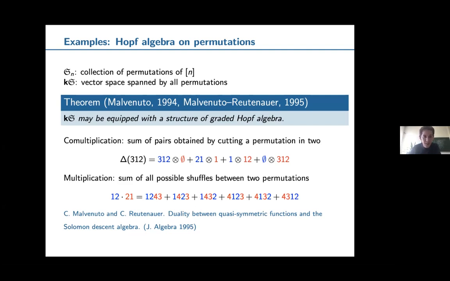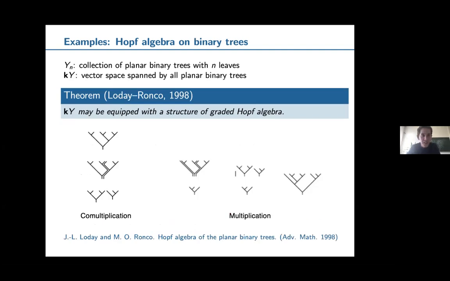Now, let me give you another example. This is a Hopf algebra studied by Loday and Ronco in 1998. And this is the Hopf algebra on the vector space spanned by planar binary trees. So binary trees are trees that look like this. So each node has 2 children. And in order to define the Hopf algebra structure, I need to tell you what the comultiplication and the multiplication are. So again, the comultiplication is an operation that takes an element and splits it into 2.